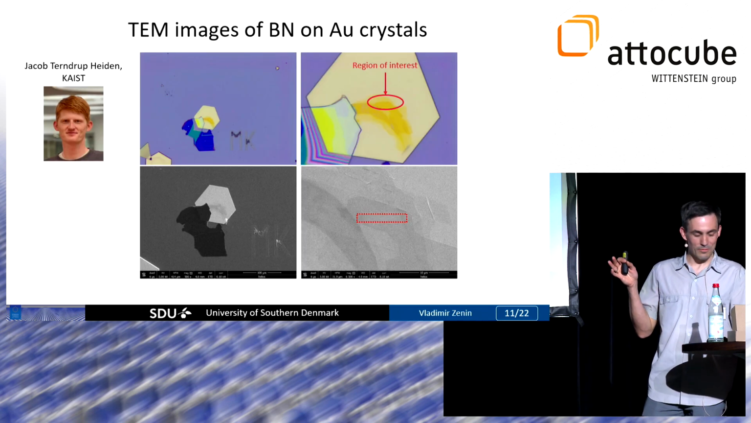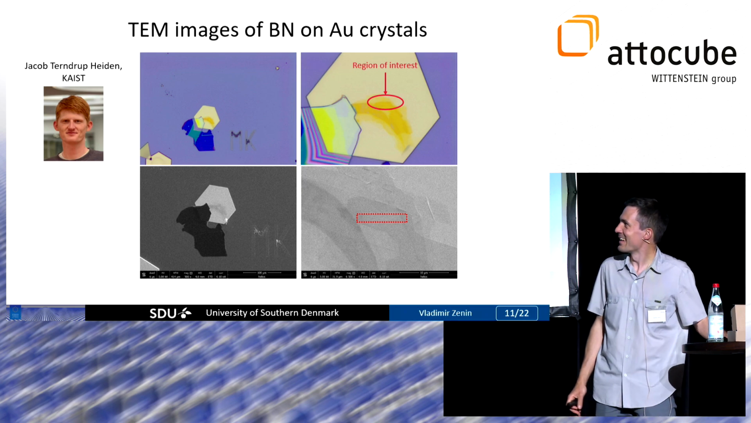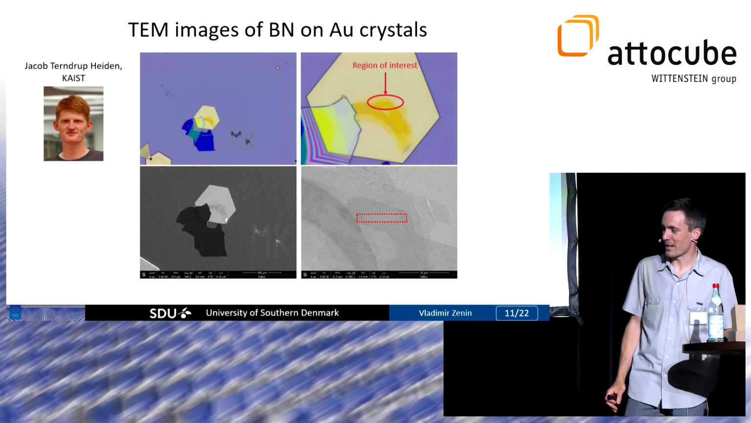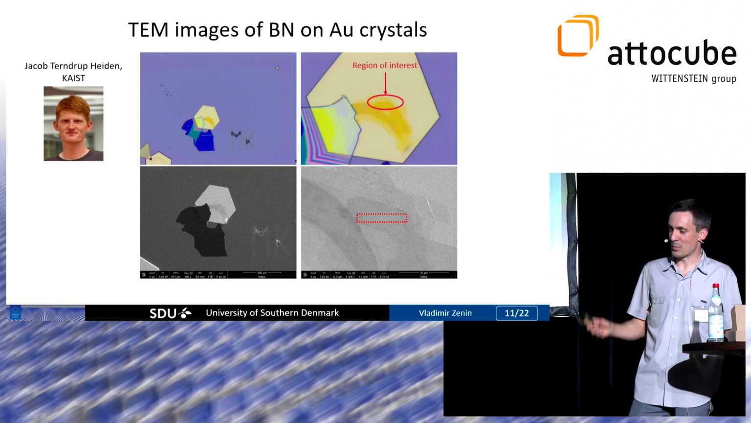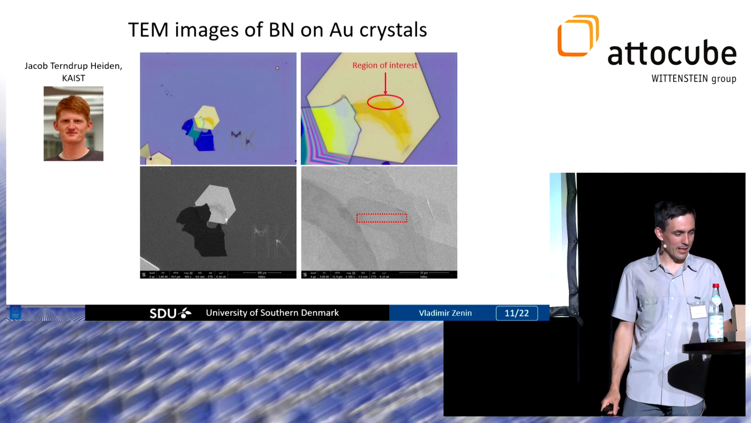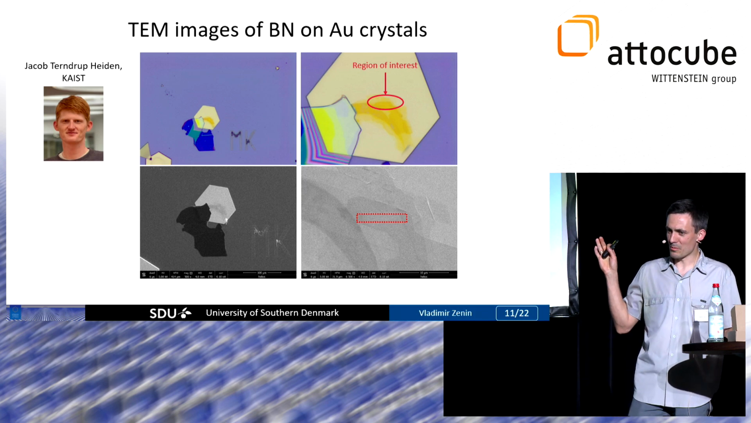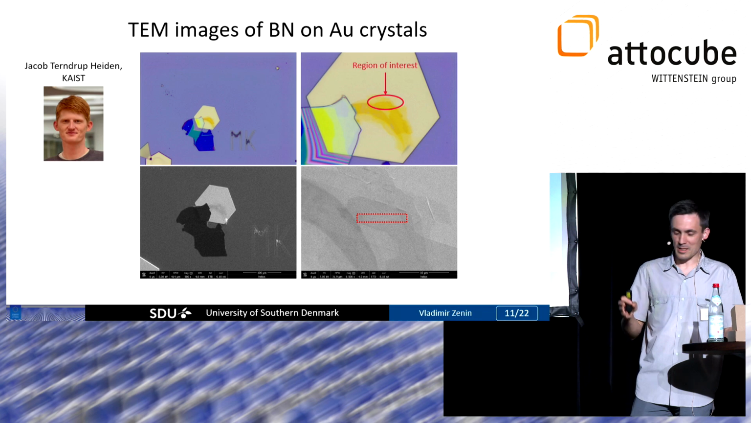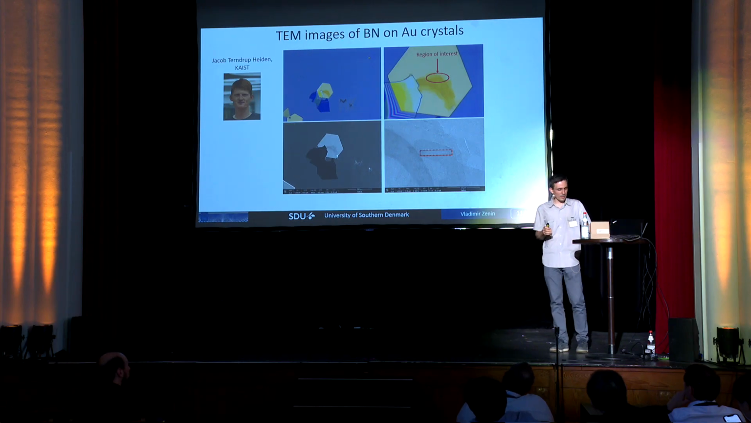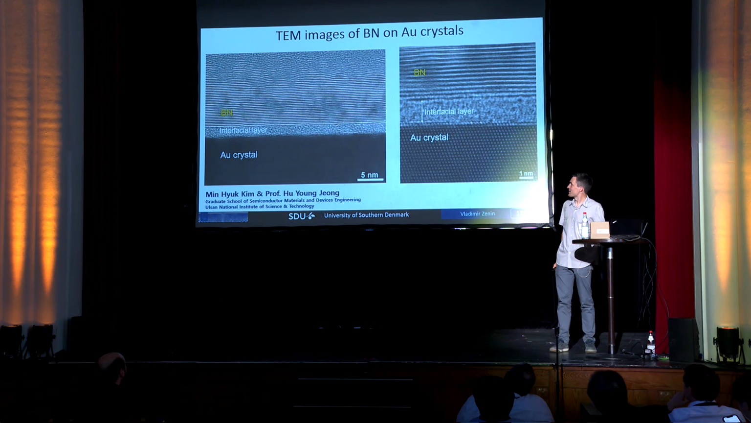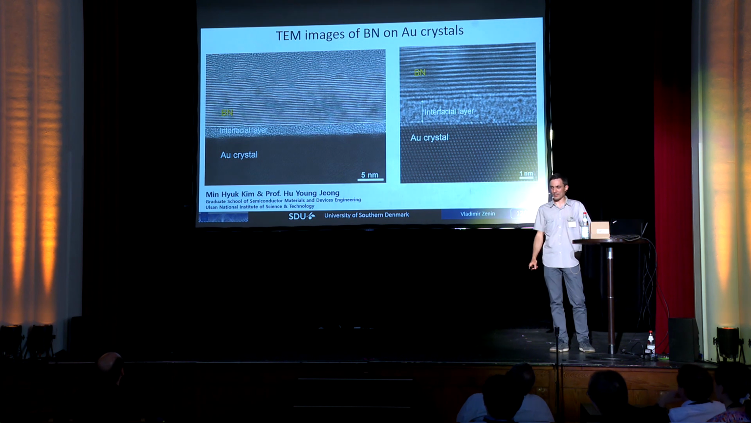This anyone was our collaborator, Jakob from Korea, from KAIST. First, they asked us to provide some gold flakes. We gave them gold flakes. They put hBN on top. And then they did some SNOM measurements. Something was not fitting well. Then they brought the sample to the electron microscope. They made a cut and looked at it in a transmission electron microscope.